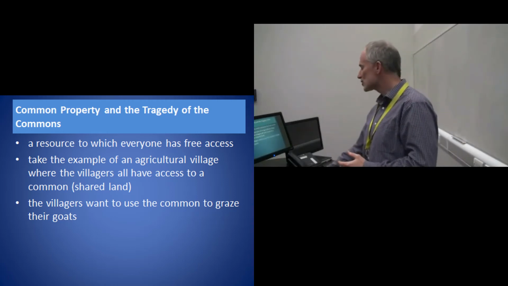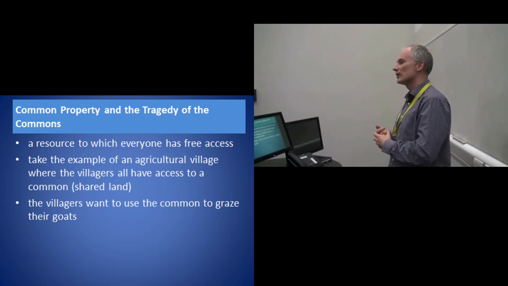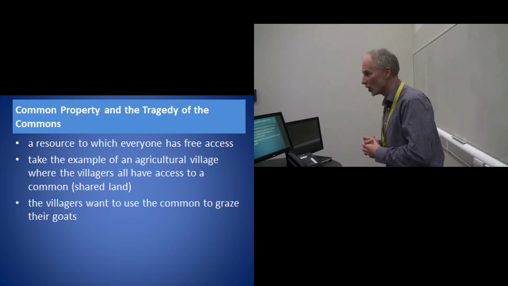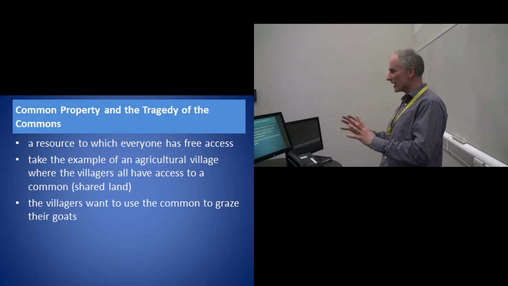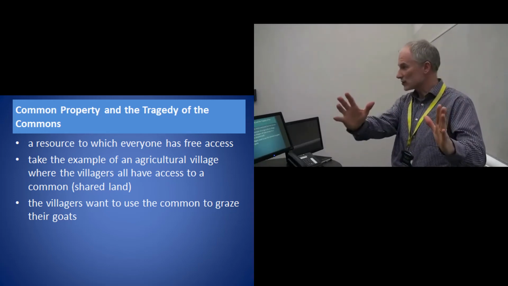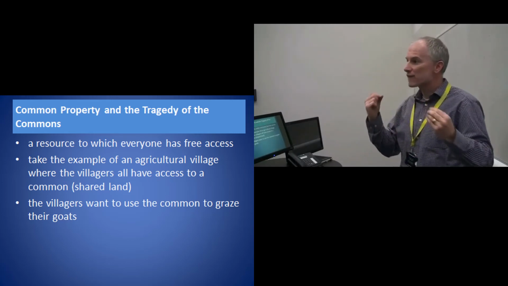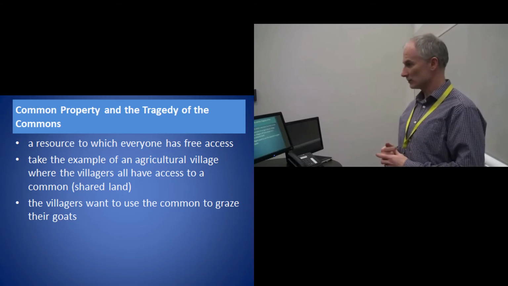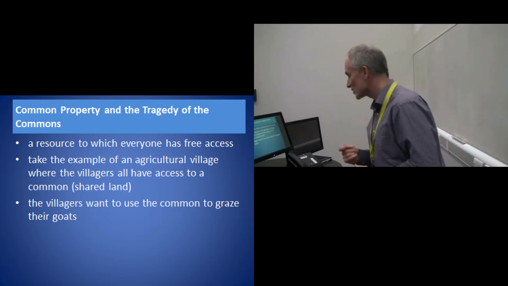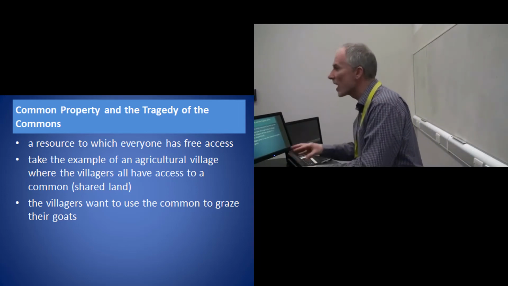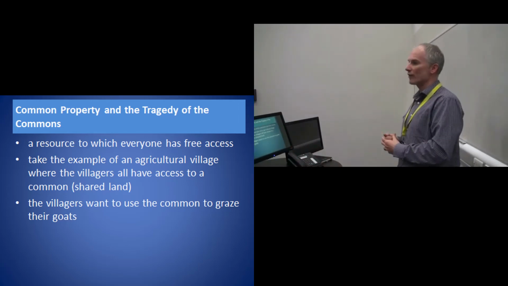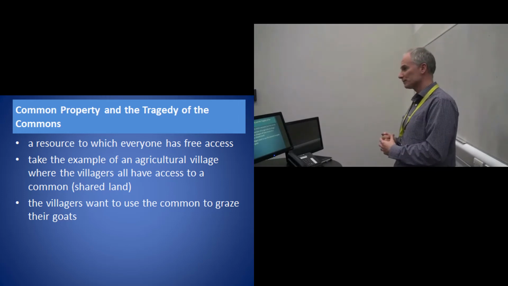Now, the only reason that the villagers want to access this common field is not to walk around it or enjoy it, but to graze their goats. This village has common land. All the villagers have free, unrestricted access to that common land. And they want access to that to take their goats there, and their goats can eat the grass. That's the point of the common good, the common property.